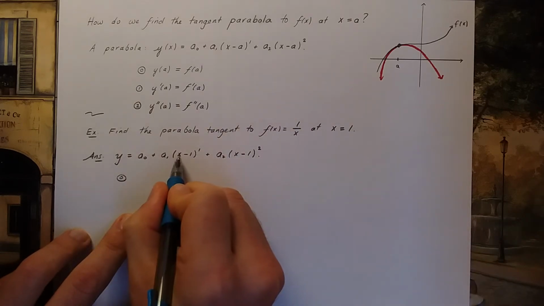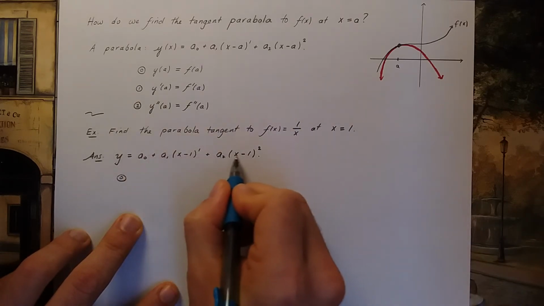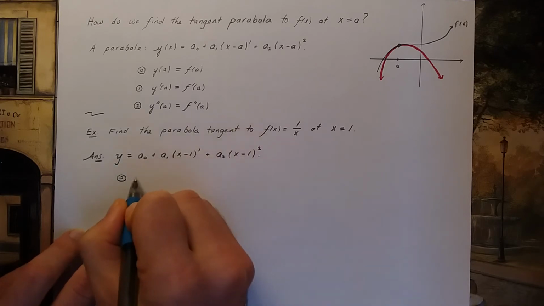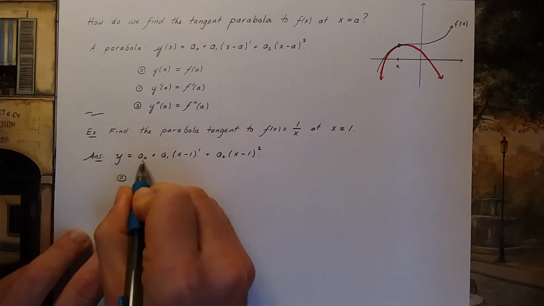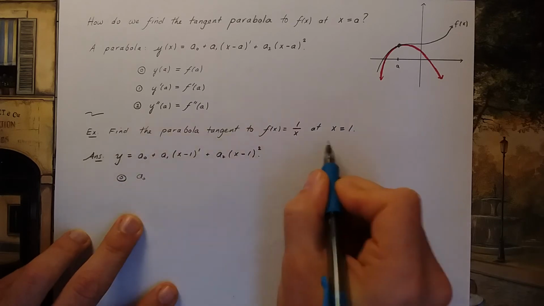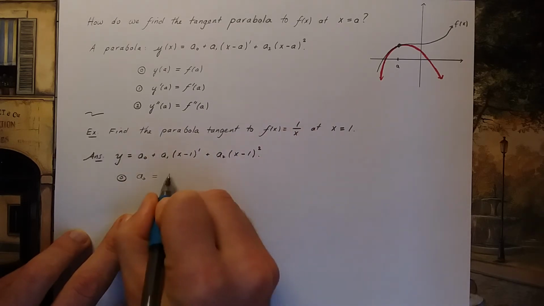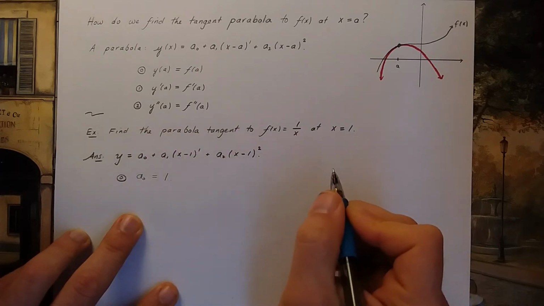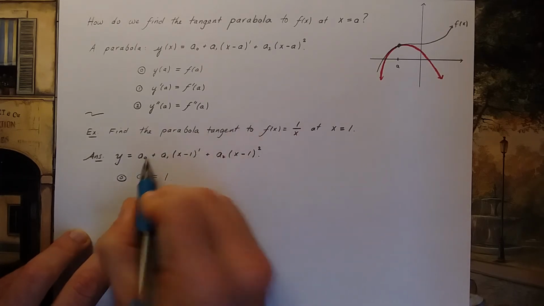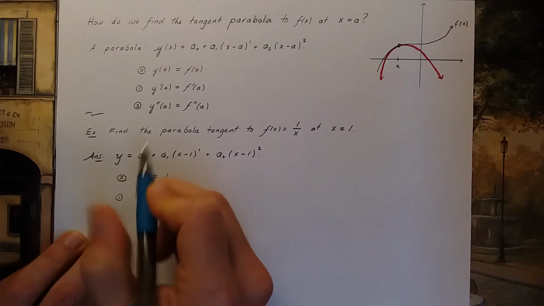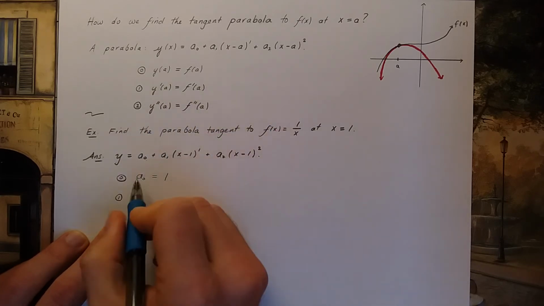So if I plug in 1 here, every term that has an x minus 1 is 0. So plugging in 1 gives me a0. Plugging in 1 to the function gives me 1. So I know the first coefficient. Okay, property 1, the derivatives.